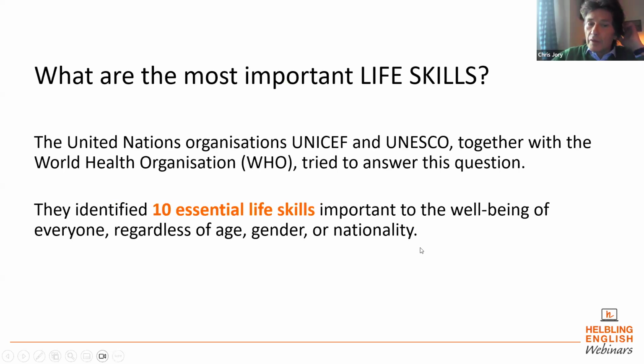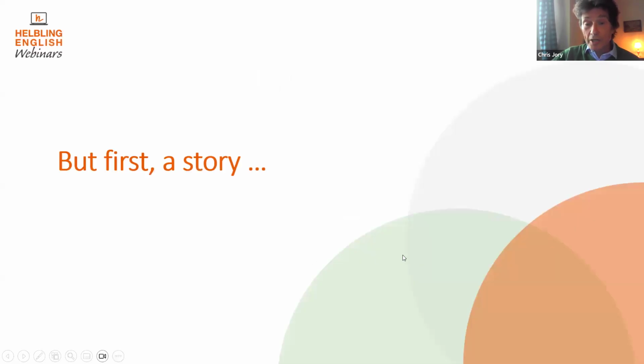And a number of United Nations organizations, UNICEF, UNESCO, together with the WHO, World Health Organization, tried to answer the question on the screen there. What are those most important life skills? And they identified 10 essential life skills that they understand to be important to well-being and success for everyone, regardless of age, gender, nationality, etc. And we'll look at those shortly.